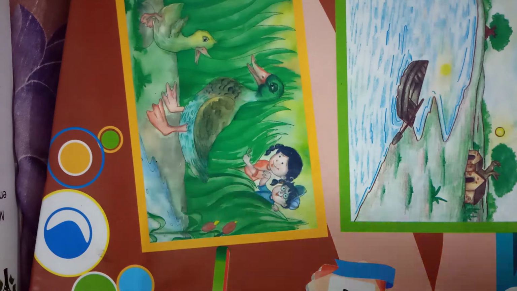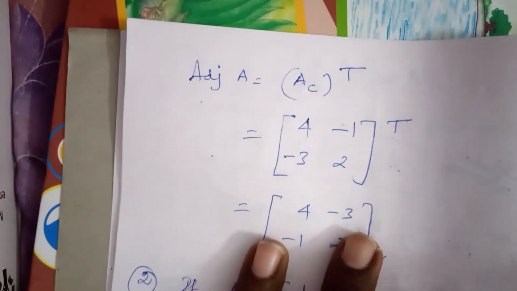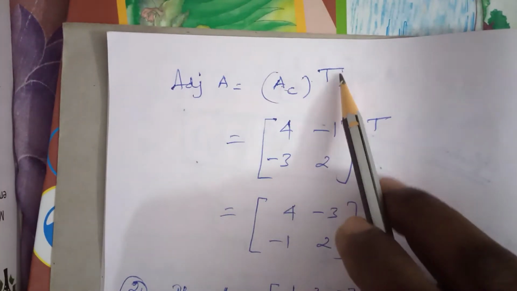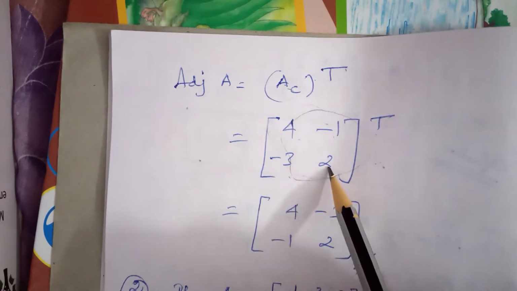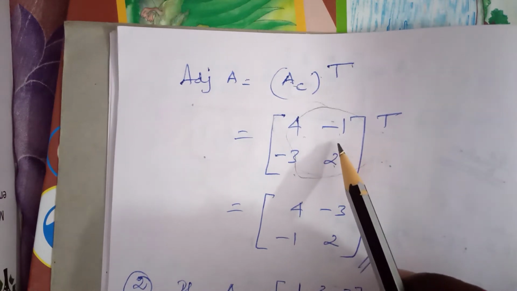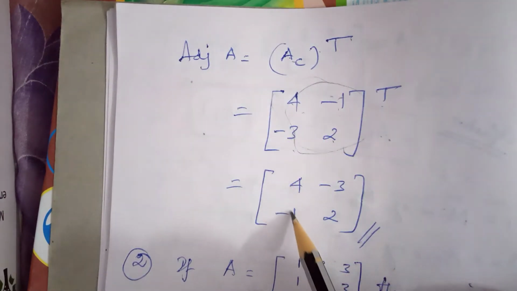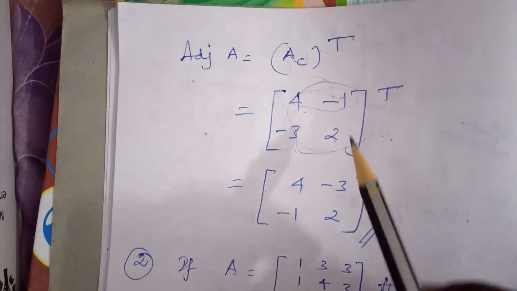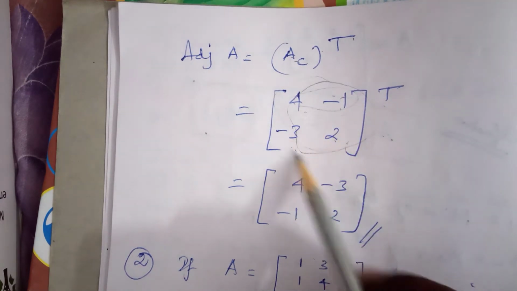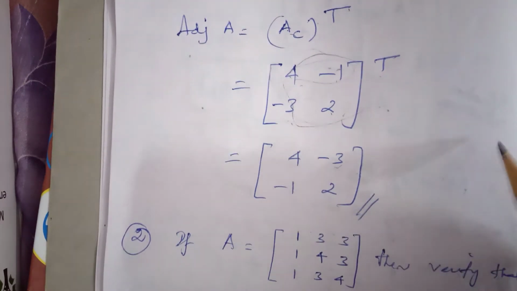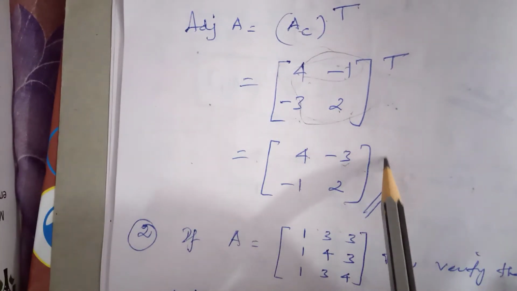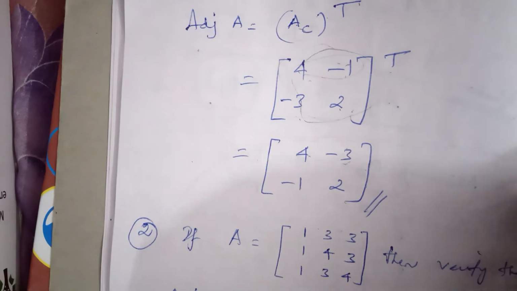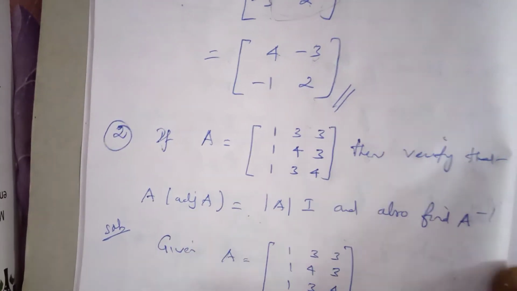So the adjoint A formula is A complement transpose. We have to compute the transpose of this matrix. So 4, minus 1, minus 3, 2: all the rows can be changed into columns. So 4, minus 1 as a row becomes a column, and minus 3, 2 again becomes a column. This is the transpose of the matrix, so adjoint A equals A complement transpose. Hence problem number 1 is over.